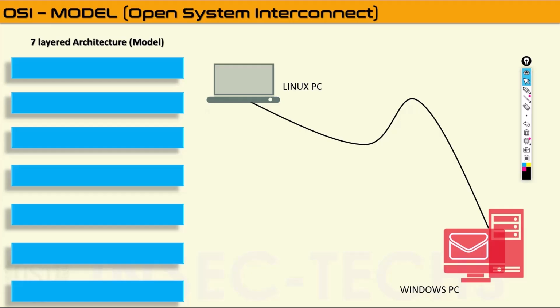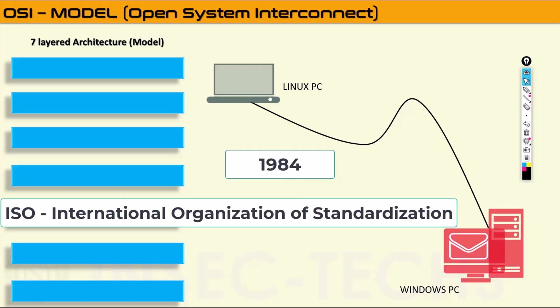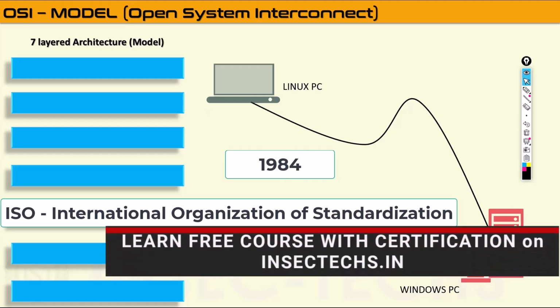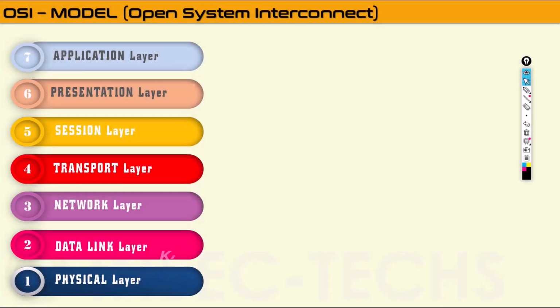The OSI model was introduced in the year 1984 by the International Organization for Standardization. So this model is often called ISO OSI, and the 7 layers in the OSI model are application layer, presentation layer, session layer, transport layer, network layer, data link layer, and physical layer.